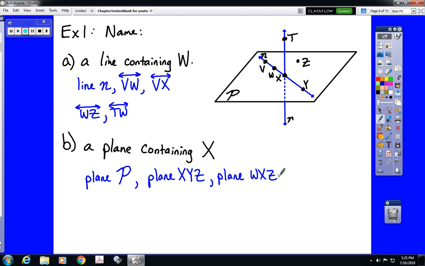Now in addition, just like we did with the line, we could name a plane that is not actually shown in the picture, but if we're going to add something that isn't in the picture, we have to make sure to include X in the name of the plane. So we could say, for instance, plane XYT. That would be an example of another plane that is not actually shown in this picture, but that contains point X. So it's very easy to tell whether or not you get this sort of thing.